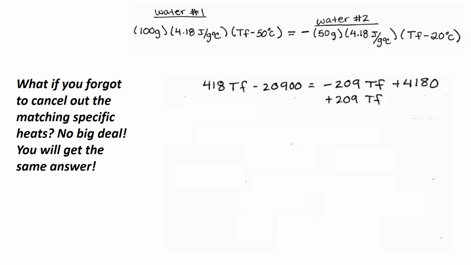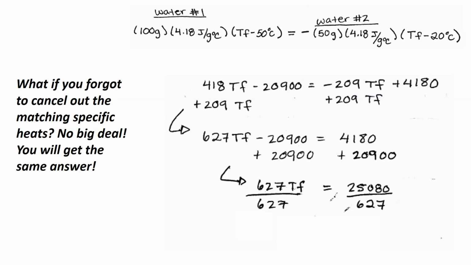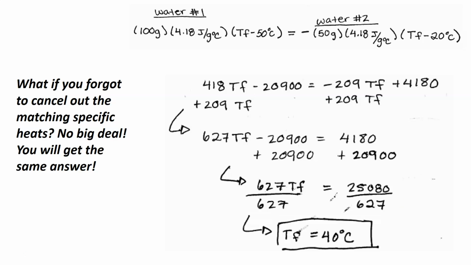Do you have to do anything different? No. Look, I'm still isolating my variable, moving things around, right? Dividing to get it by itself. And even though I'm working with bigger numbers, look what happens to T-final. I still get 40 degrees, okay? So if you forget, if you don't cancel those specific heats, it won't change your final answer. You just have bigger, more annoying numbers to work with, okay?